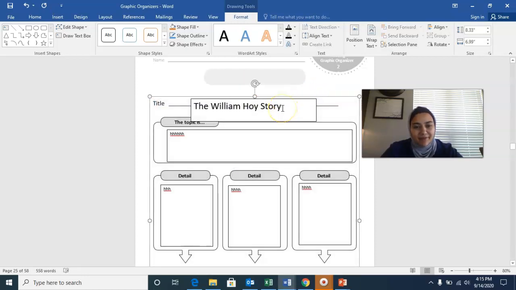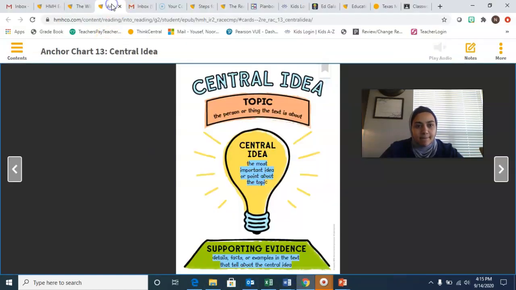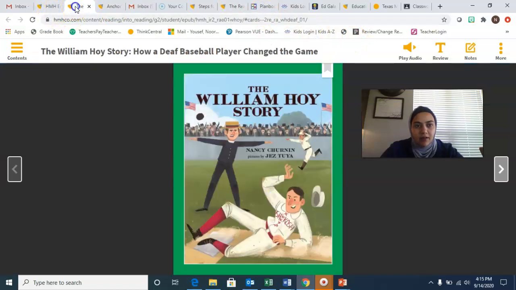All right, the William Hoy story. So what is the topic? Again, we talked about topic a minute ago. Topic is the person or thing the text is about. So what is the story about? Let's look at the picture. On the cover, it looks like maybe it's about a sport, right? Doesn't it look like they're playing a sport? Maybe kind of like baseball, just based on his uniform.